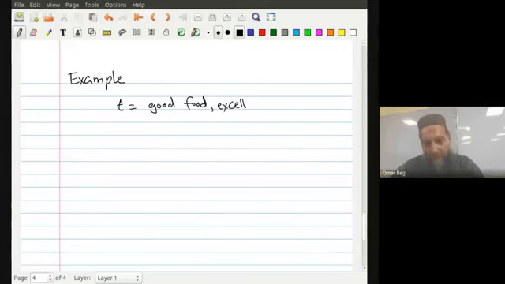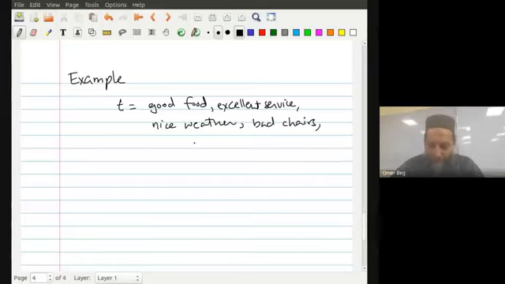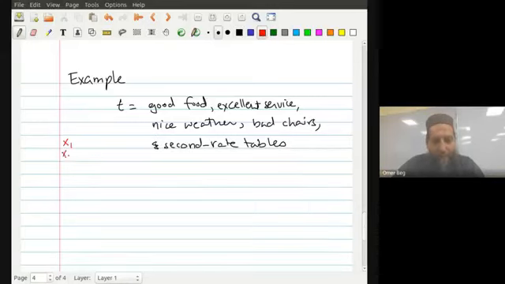excellent service, let's say nice weather, sorry, bad chairs. It's a mixed review, and second rate tables. And let's say in this case you have just two parameters, x1 and x2. x1 is the count of the positive lexicon words, and x2 is the count of negative lexicon words. So negative and positive words are all that we're looking at.